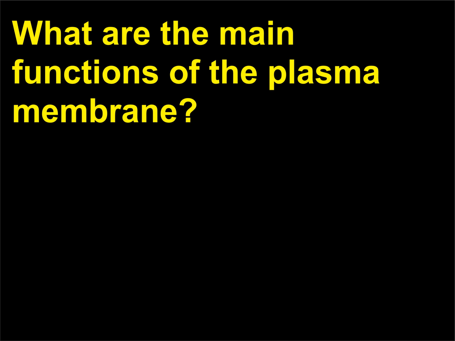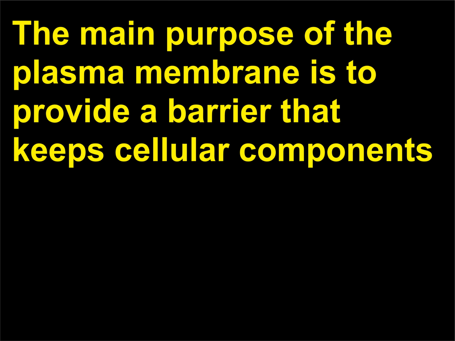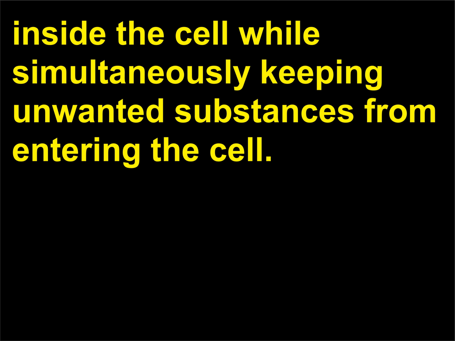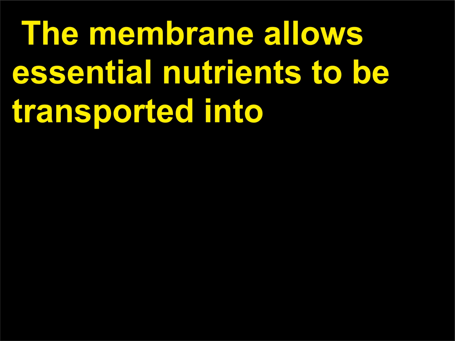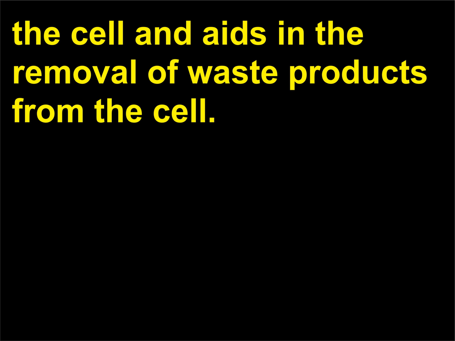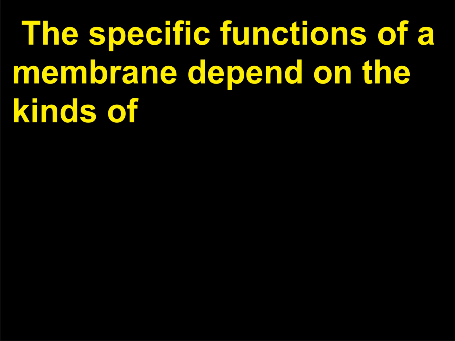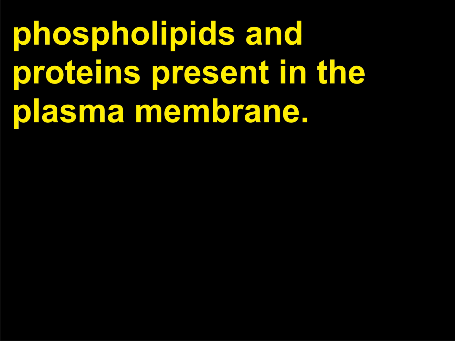What are the main functions of the plasma membrane? The main purpose of the plasma membrane is to provide a barrier that keeps cellular components inside the cell while simultaneously keeping unwanted substances from entering the cell. The membrane allows essential nutrients to be transported into the cell and aids in the removal of waste products from the cell. The specific functions of a membrane depend on the kinds of phospholipids and proteins present in the plasma membrane.